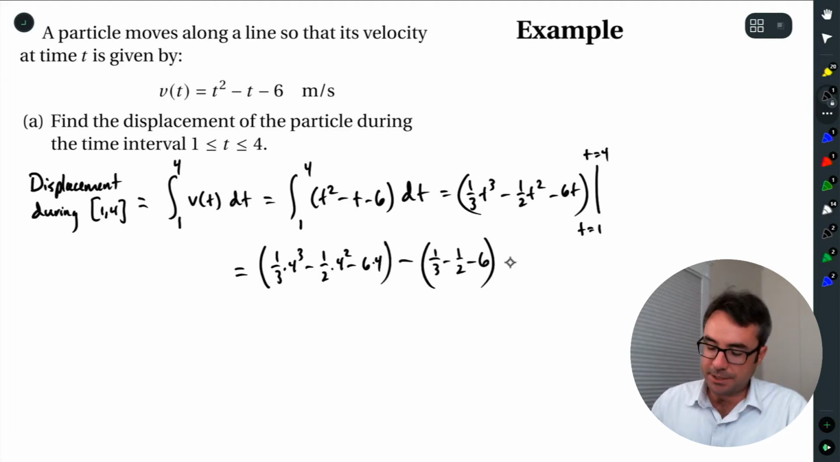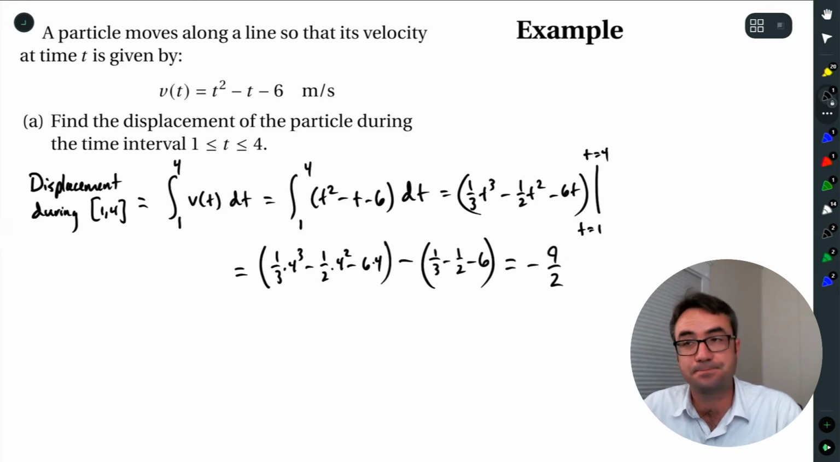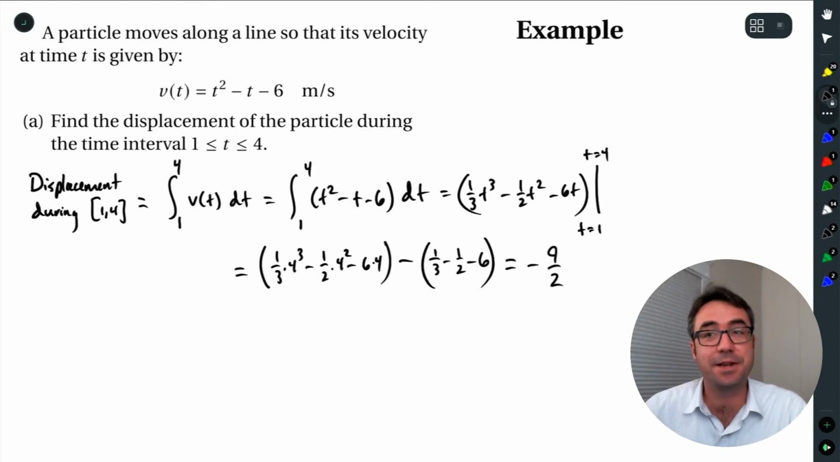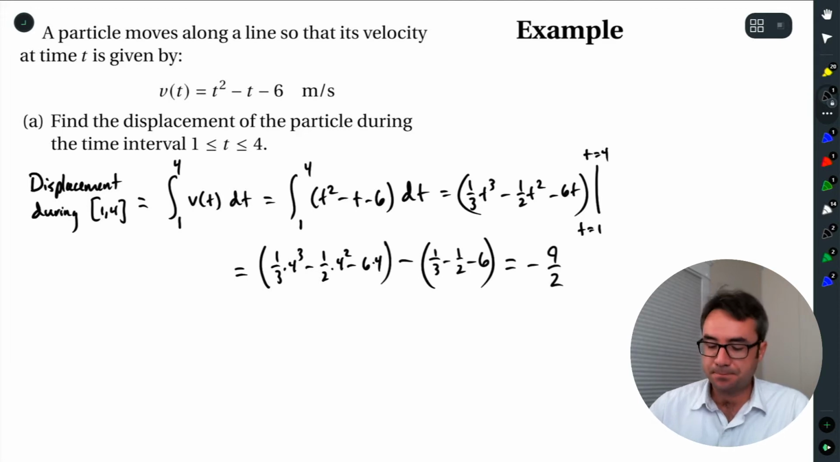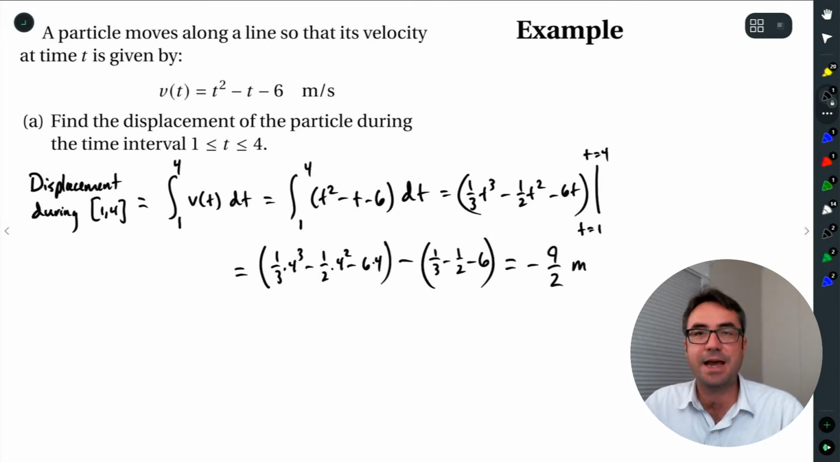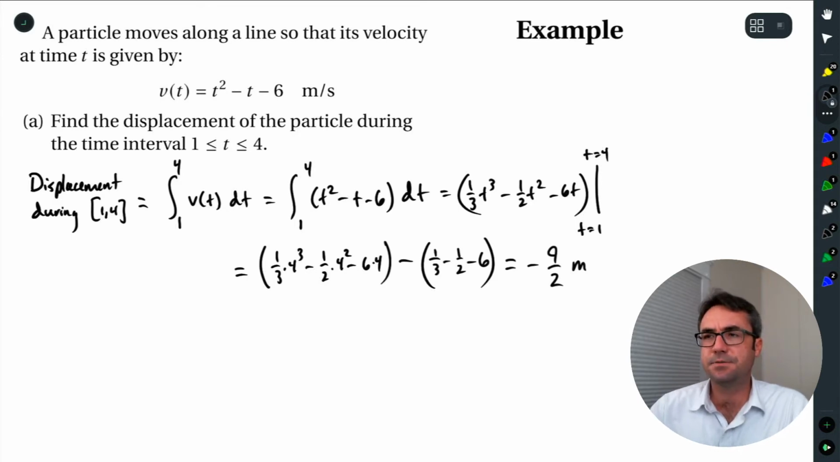We can do the arithmetic here, and we end up with -9/2 as the value of this definite integral. Not quite our answer yet. When we talk about displacement, and we're given units of meters per second, we want to include a unit for our displacement. We're measuring our position, our distance, using meters, so this is going to be -9/2 meters. That's the first thing to note.